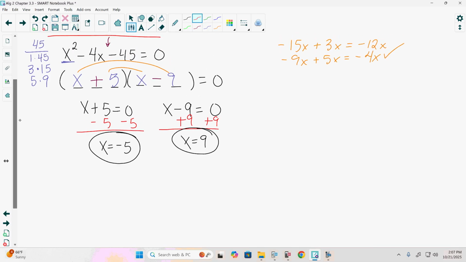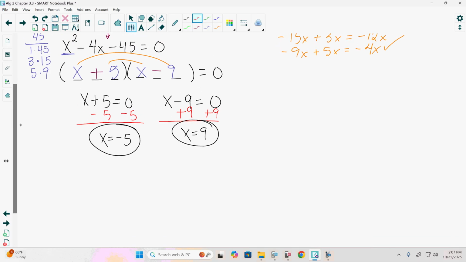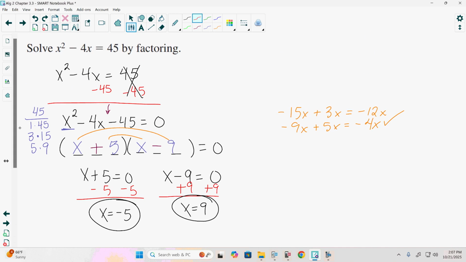So if x is negative 5 or x is equal to 9, it tells us that x squared minus 4x minus 45 will be 0. Or it tells us that x squared minus 4x will equal 45. It will make that a true statement. Questions on this here? Questions on anything we've done so far?